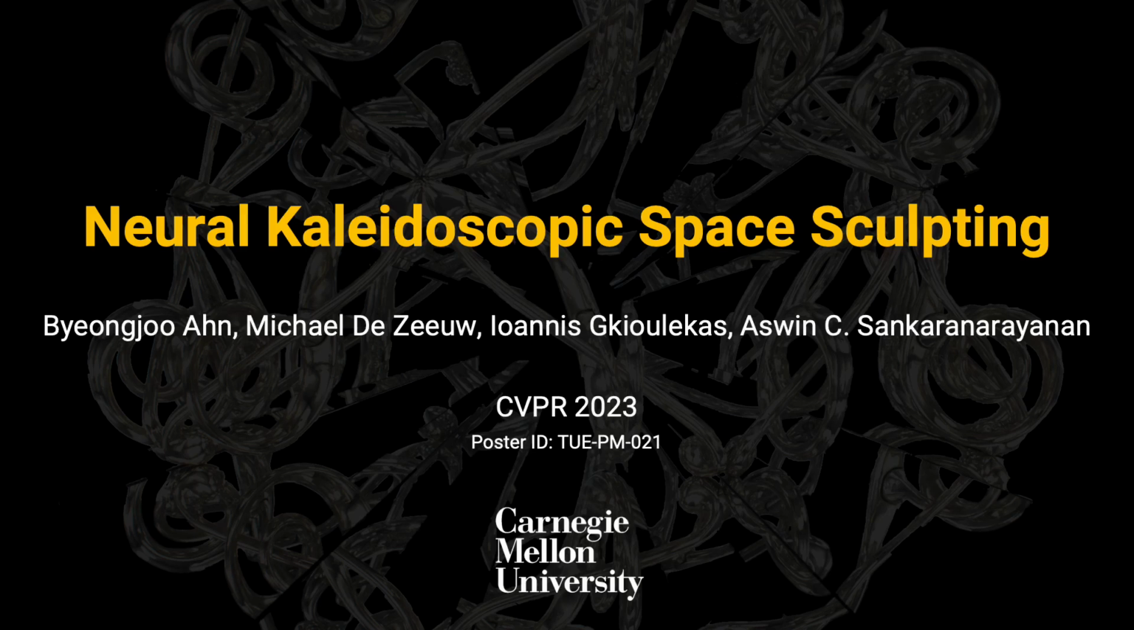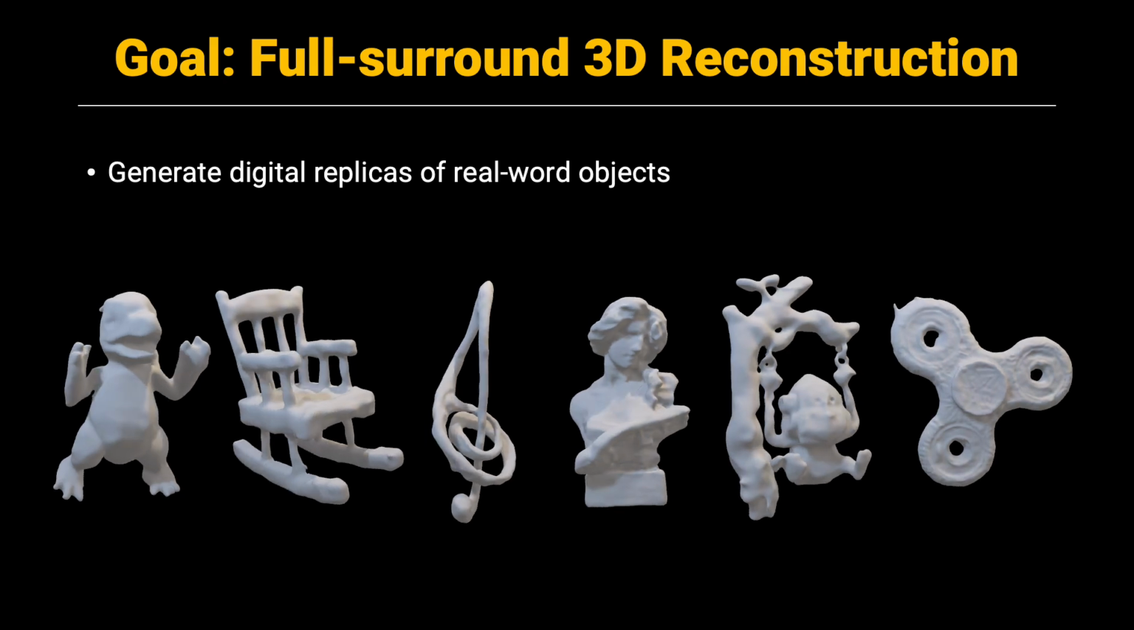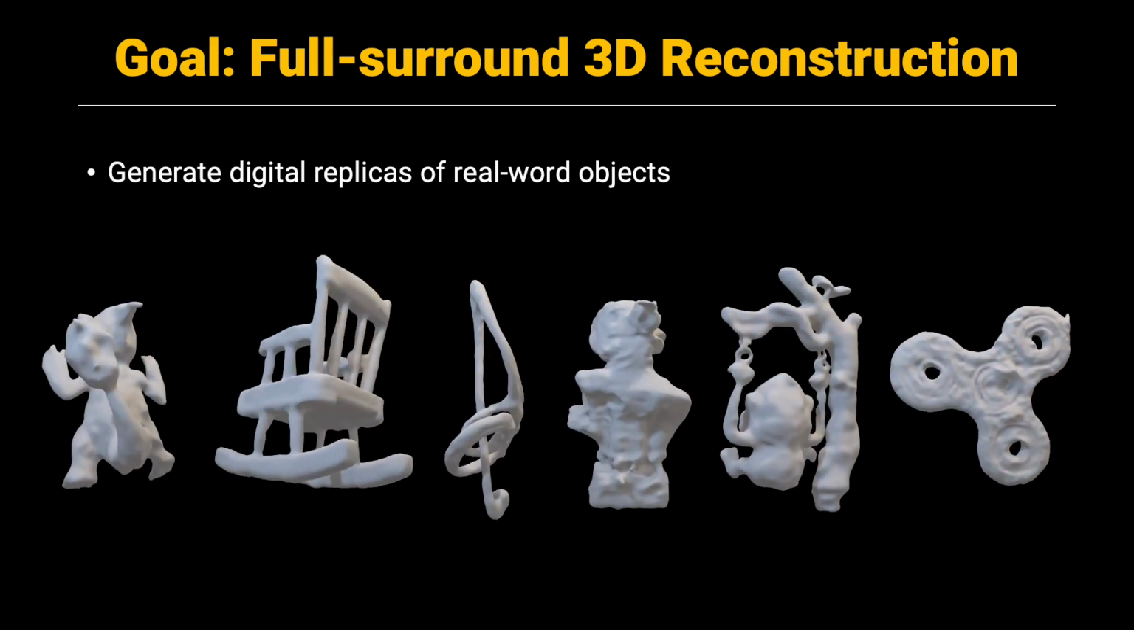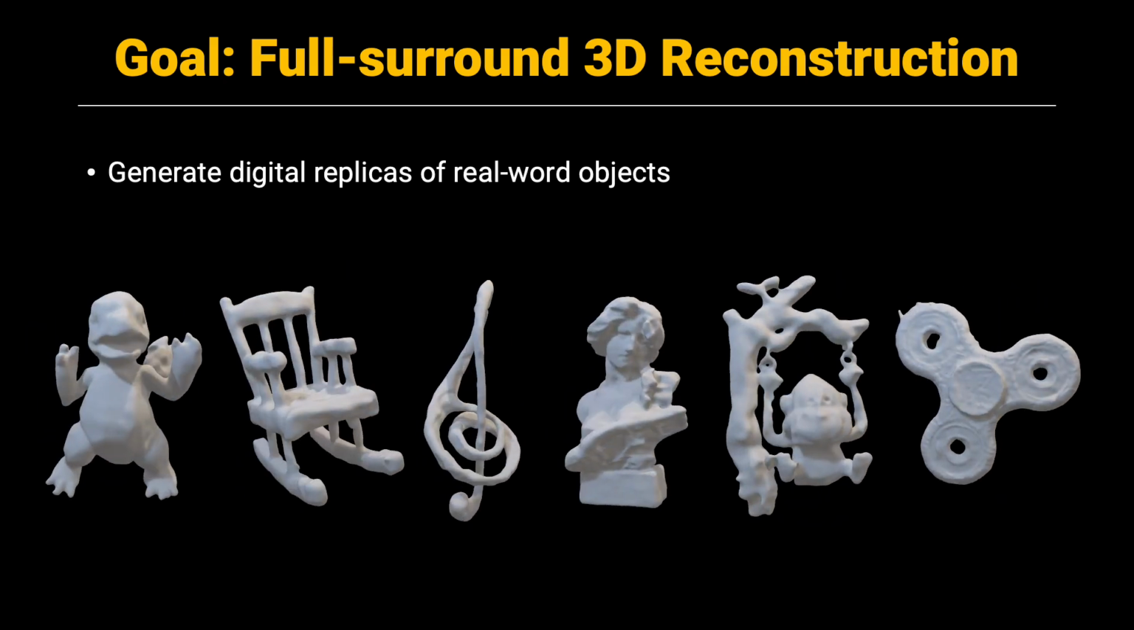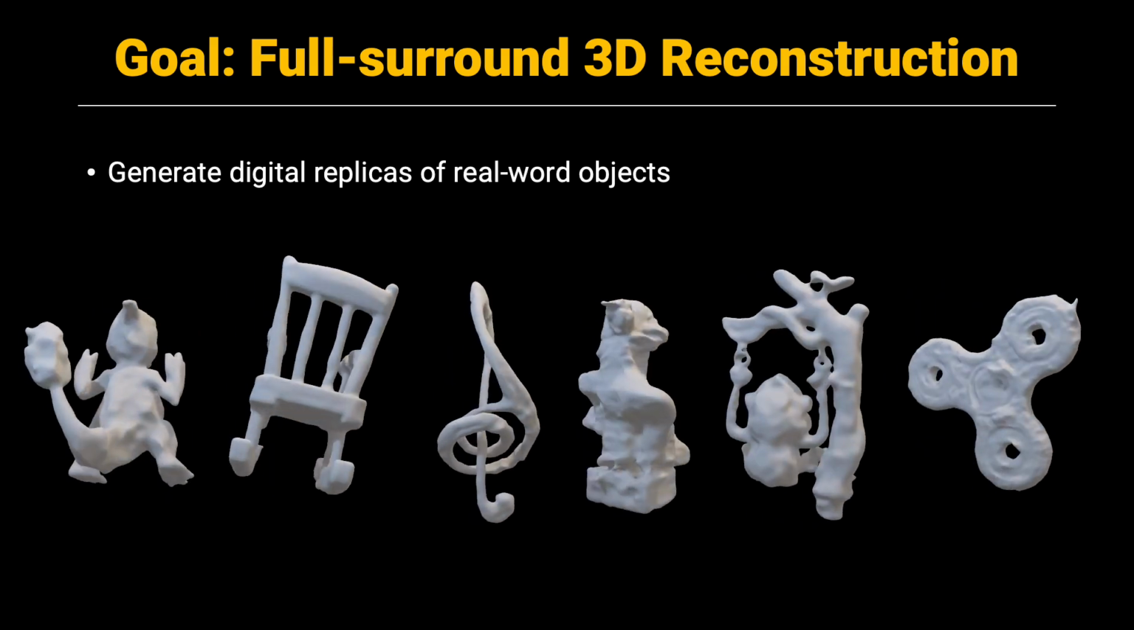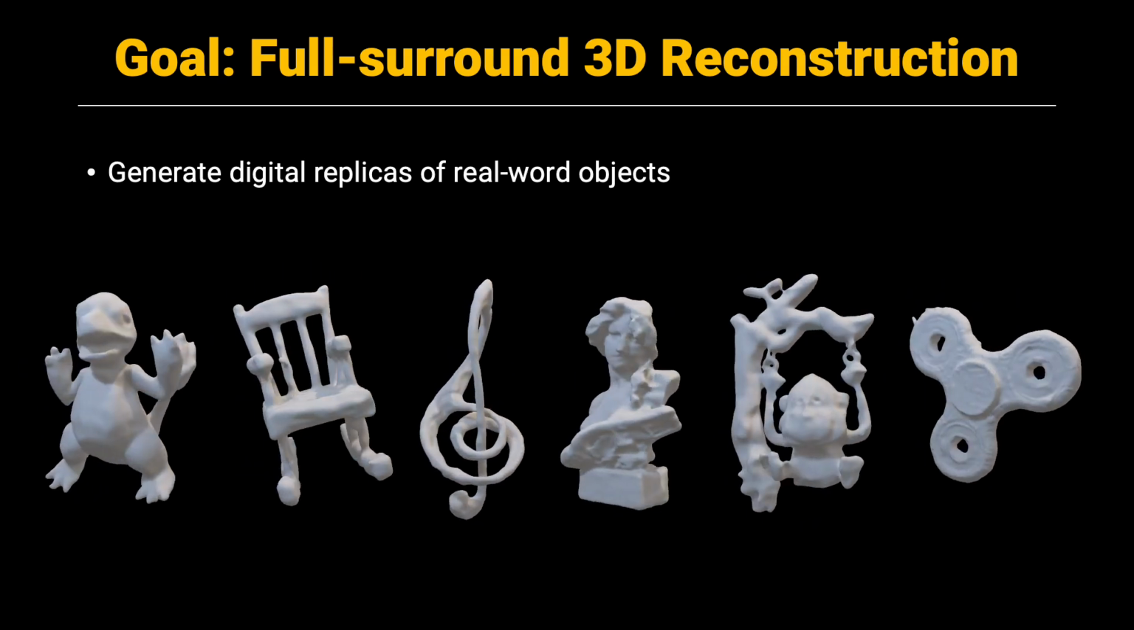This paper describes a technique for single-shot full surround 3D scan of an object using a single camera and a kaleidoscope with a neural surface representation. Our goal is to generate digital replicas of real-world objects, which is critical for many applications such as augmented reality, virtual reality, and 3D printing.